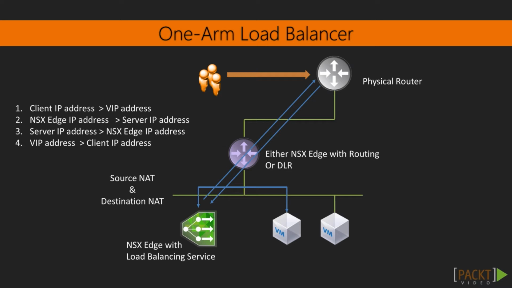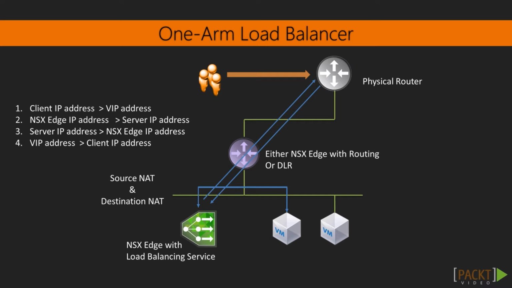For a one-arm load balancer, the NSX edge with a configured load balancing service is attached to the same network using an uplink interface as the backend servers are. So if a new request comes in from a user, the client IP address accessing the VIP address of the NSX edge, and this one performs both a source and destination NAT.